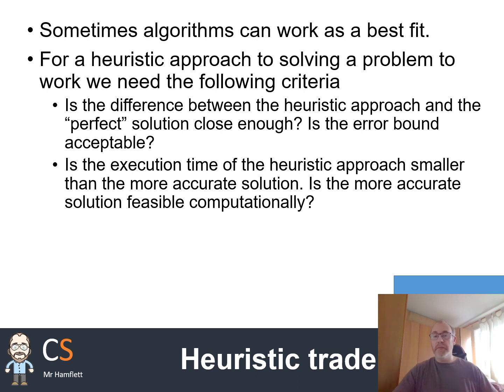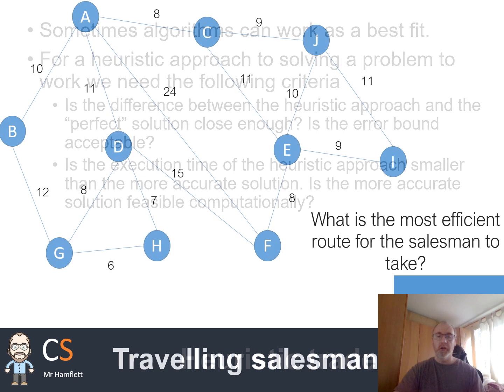Is the execution time of the heuristic approach smaller than the accurate solution? Am I saving time by doing it as a heuristic? If the perfect solution takes 10 seconds and the heuristic takes 9 seconds, I might as well just do the perfect solution. What's the point of the heuristic version? So heuristics are used in very niche situations where the computational time to a perfect solution takes too long, or we just can't get to a perfect solution, and we're better off with a best fit, like voice recognition or face recognition.